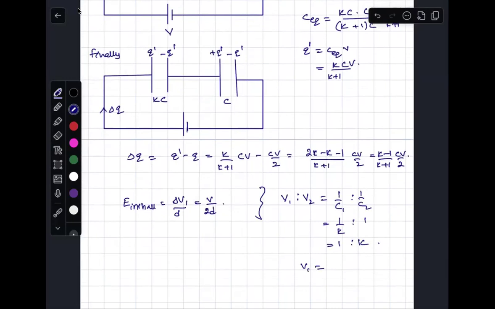V1 is... Anyone in the class? V1 is to V2 is 1 is to K. What is V1 term? V1 by V2 is 1 by K. V1 by V1 plus V2 is 1 by K plus 1.